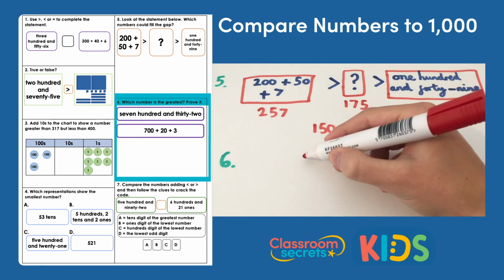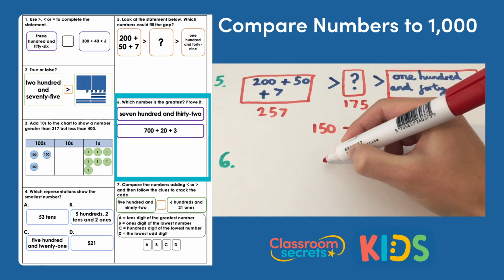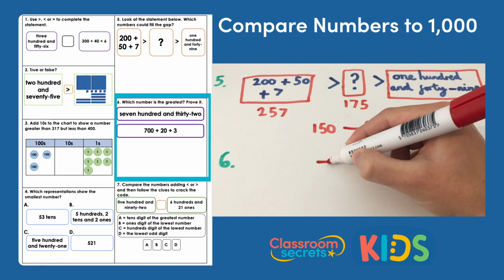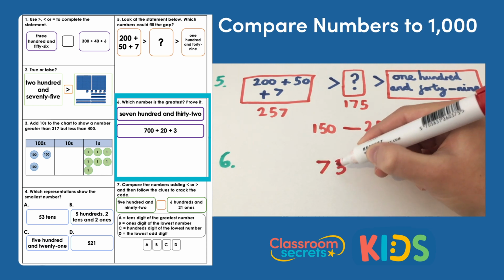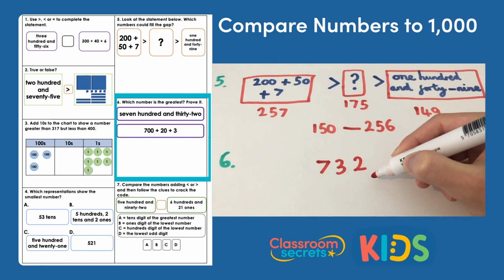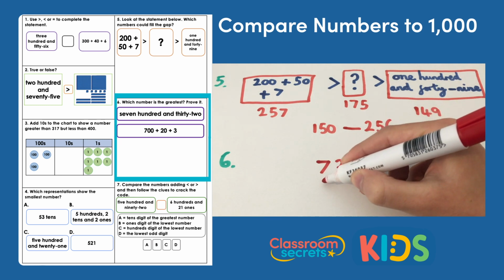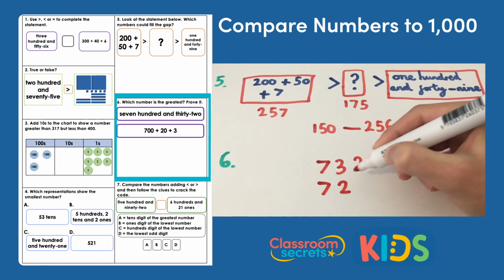So we have 732 in words. So 732 in words shown in numerals is that. And then we have 700 add 20 add 3. Now that's 723.